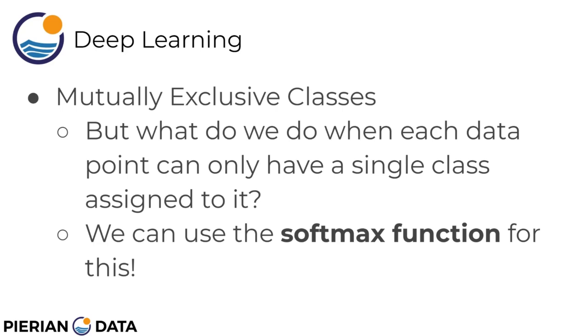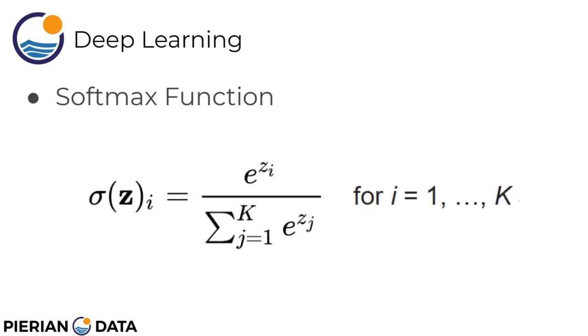Now what do we do when each data point can actually only have one single class assigned to it? Well, for this, there's a really clever softmax activation function. The softmax function looks something like this. Essentially, recall here that we have Z as the actual inputs into the last output layer. And notice that the softmax function has i equal to 1, then 2, all the way to K. And K here stands for the number of categories.